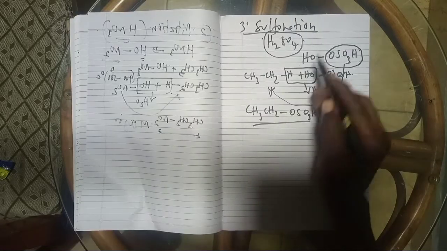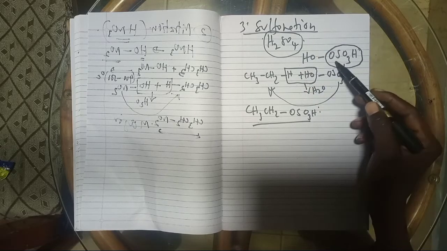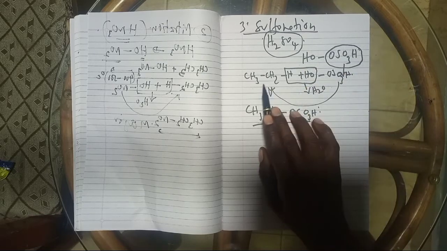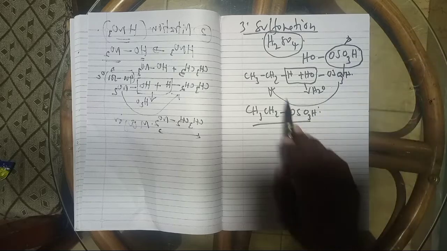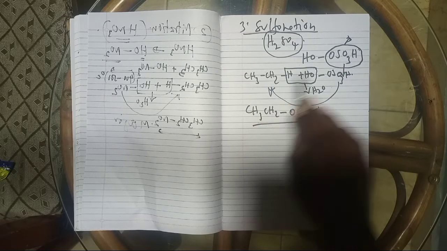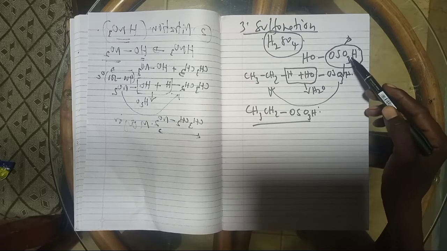Lakini hapa vile vile sulfuric acid tunaifafanua katika mfumo huu pia. Tunavyoifafanua katika mfumo huu, na ndipo sasa tunapoweza kufanya reaction alkane na hii hapa, ambapo hii group sasa inakuja ku replace hydrogen ambayo inakuwa removed kutoka kwenye alkane. Kwa hiyo inakuwa ni substitution. This involves the substitution of hydrogen atom of alkane with this group.